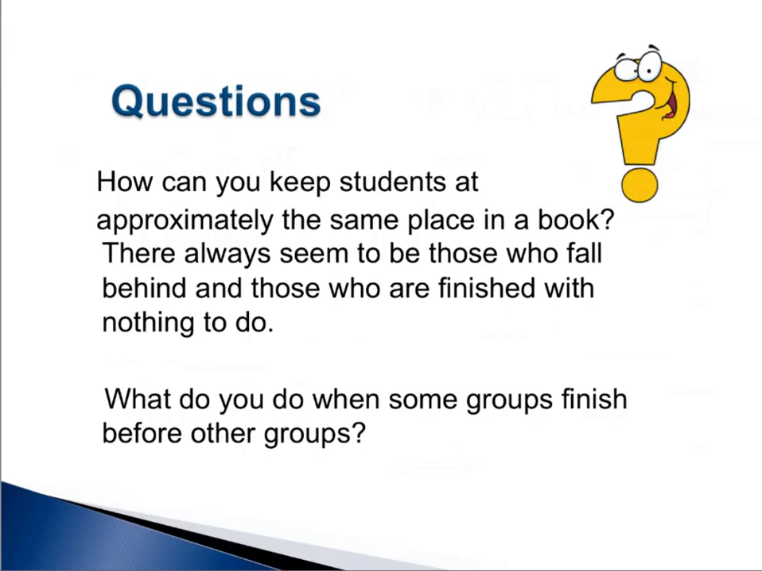So one question that I always get is, how can you keep students at approximately the same place in a book? There always seem to be those who fall behind and those who are finished with nothing to do. My approach to this is I like using the reading workshop approach, which means that the kids are going to have their own book to read anyway. So if they set a goal of reading to page 96 by tomorrow and they get done with that, then they just pick up their other book and they read. And that just seems to work really well for me.